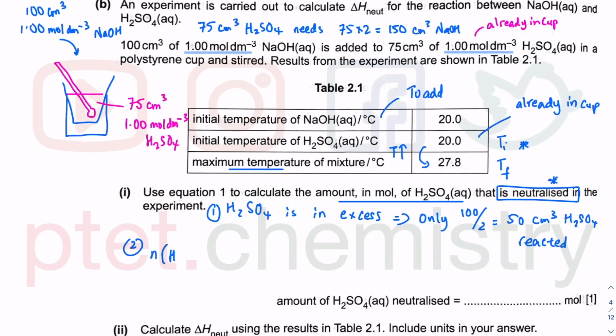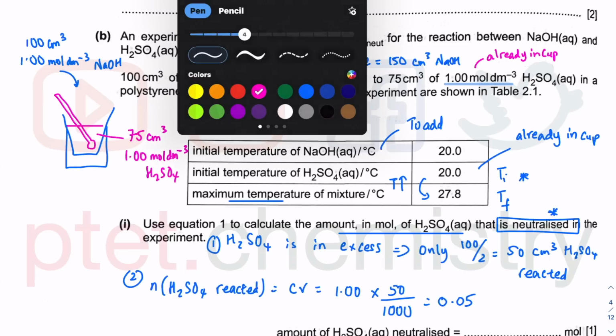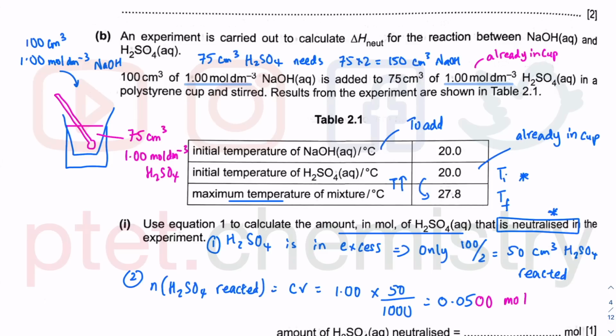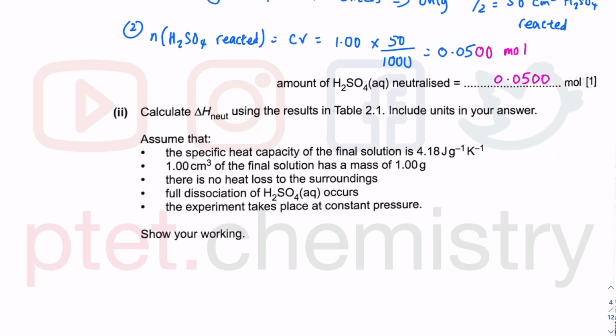Well, the mole of sulfuric acid reacted is going to just be 50 cm cube. So that is your CV, the concentration of the sulfuric acid, 1.00 mole per dm cube, multiplied by 50 over 1,000. Pressing that into the calculator, I get 0.05. By right, looking at the number of significant figures, 1, 2, and 3, I should really give my answer to 3 significant figures to be consistent and appropriate, as stated in practical chemistry and in the calculation topic of the syllabus.